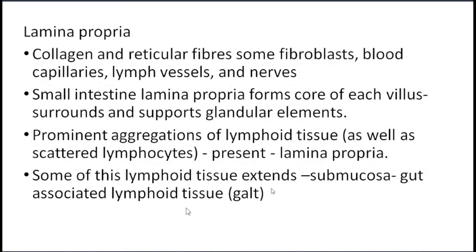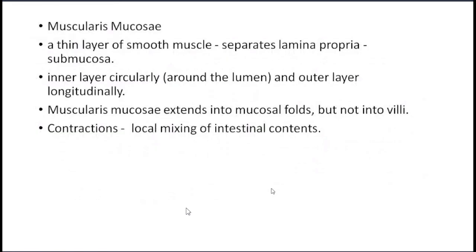Now coming to the third part of the mucous membrane or mucosa, that is called the muscularis mucosa. The muscularis mucosa is a thin layer of smooth muscle which separates the lamina propria from the submucosa.